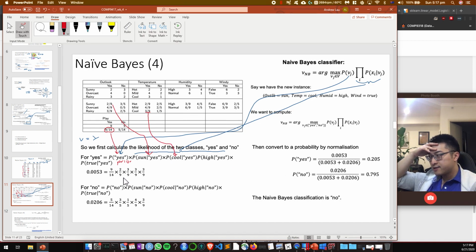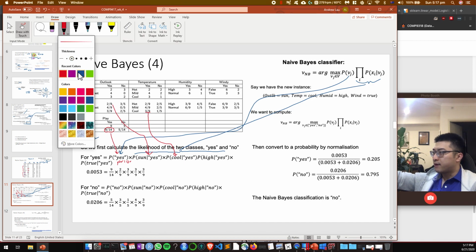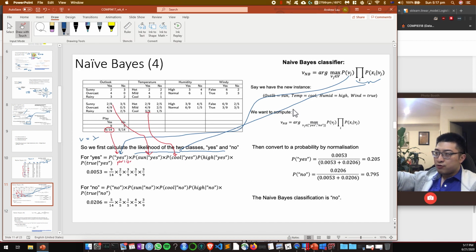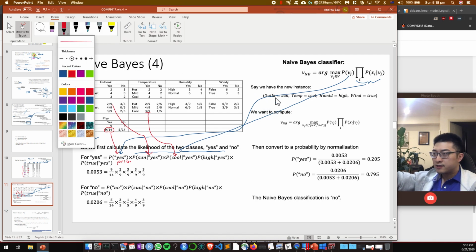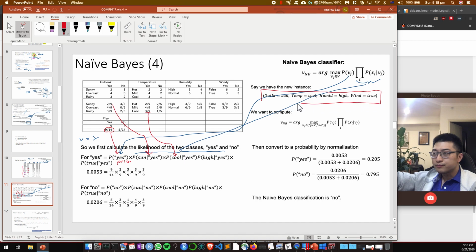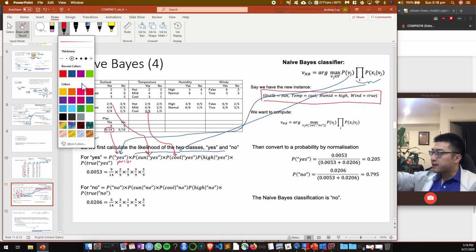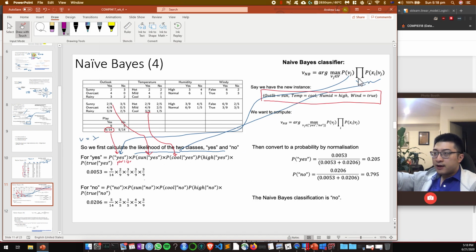Then you repeat that exercise, multiply it out, and calculate the probability. I should have mentioned, we have a new instance. This is our test data set here. We apply naive Bayes by having the prior, and multiply it by the probability of seeing that feature, which is sunny here, given it's yes. Then we do the same thing for cool. I apologize for the lines everywhere. It's going to look a little messy.